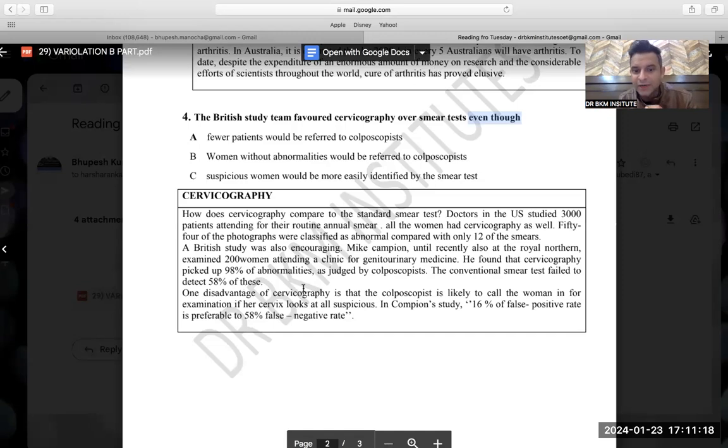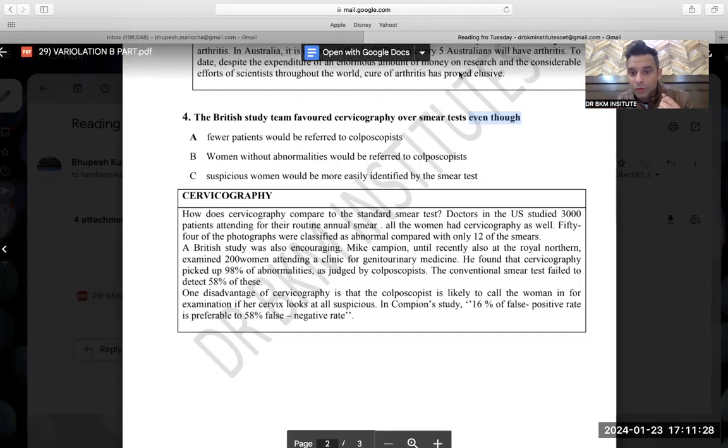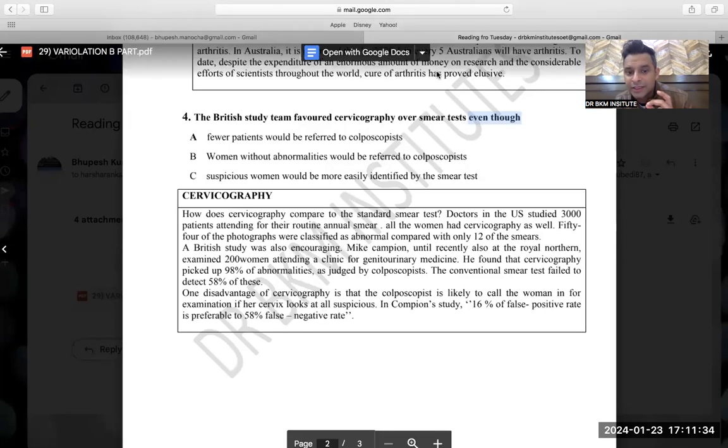So one disadvantage of cervicography, now it is talking negative. This should be my answer. One disadvantage of cervicography is that the coloscopist is likely to call the women in for the examination, even if her cervix looks at all suspicious.